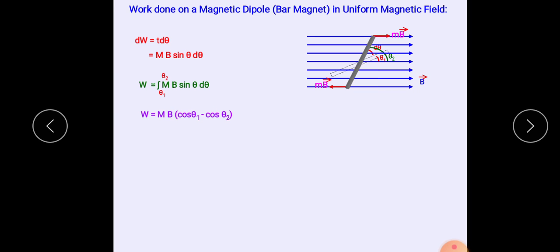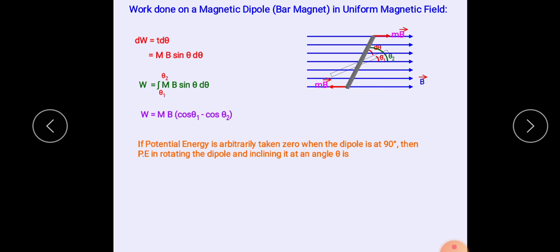Now W equals MB times the integration of sine theta, which is minus cos theta, and when we take limits it becomes minus MB within bracket cos theta 2 minus cos theta 1. When that minus sign is multiplied, it becomes MB cos theta 1 minus cos theta 2.